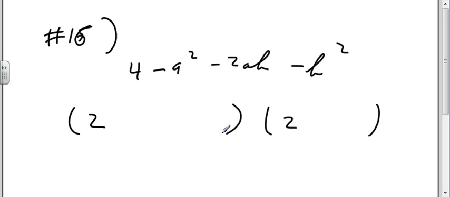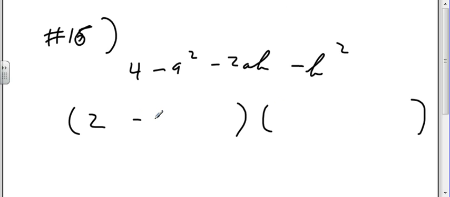No, that won't work. It looks like we have 3 terms in each one again, right? That's what it looks like we're going to need to do. So we'll go with a 2 and a 2, and minus a minus b, 2 minus a minus b. All right, so if I do that, plus, plus. All right, so that's what I'm going to try.